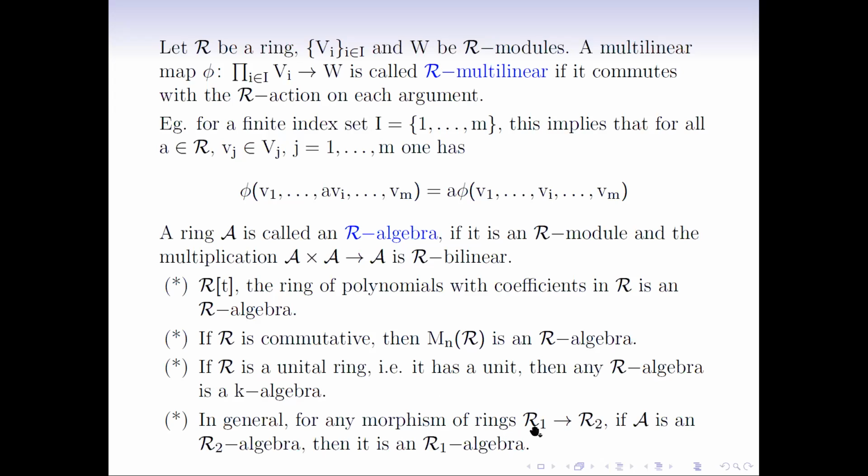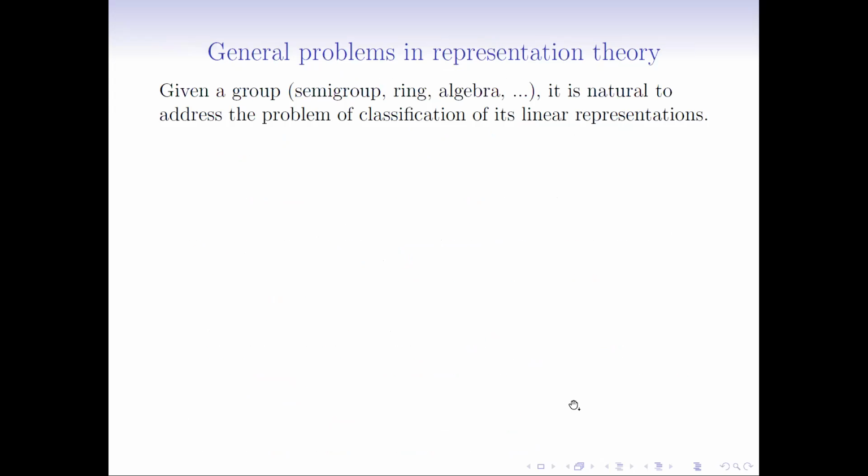In general, for any morphism of rings, if A is an R2 algebra, then it's also an R1 algebra. So this is the usual feature which appears for morphisms. If something is an object of the target, it is also an object of the source. Okay, so let me now come back to the representation theory in more detail.